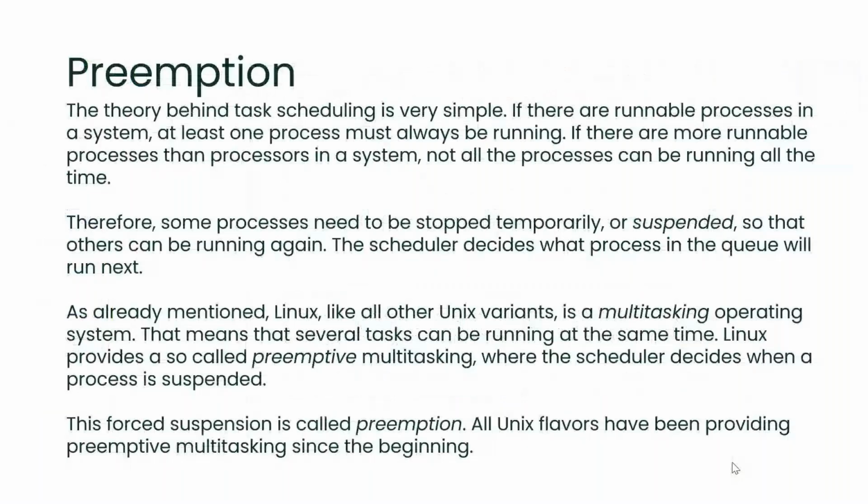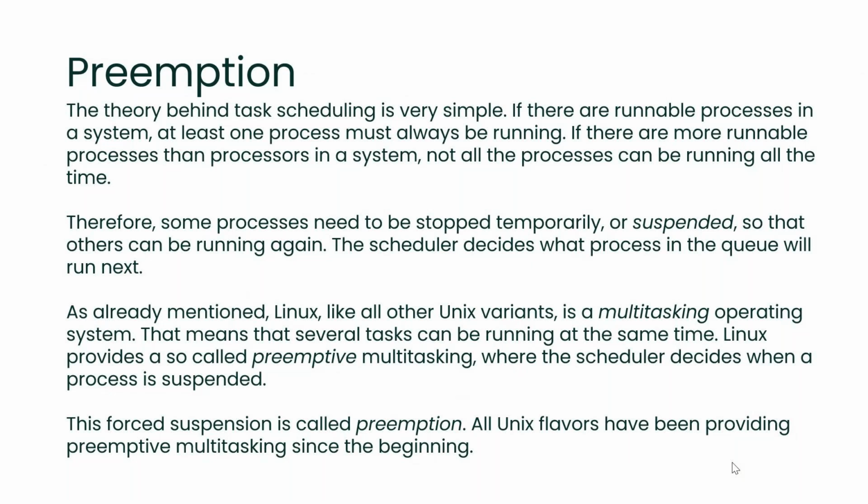Okay, so here, preemption. The theory behind task scheduling is very simple. If there are runnable processes in a system, at least one process must always be running. If there are more runnable processes than processors in the system, not all processes can be running all the time. That means some processes need to be stopped temporarily or suspended. It's not like I'm saying stop and delete. Stop temporarily and suspend so that others can run again. So the scheduler decides which process in a queue will run next. That is the job of the scheduler.